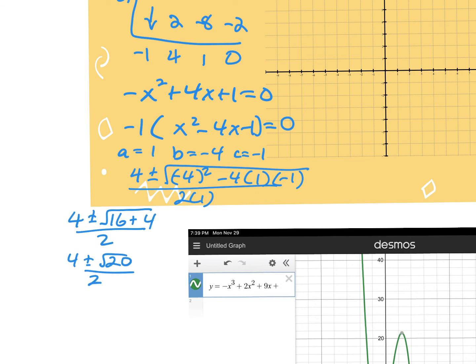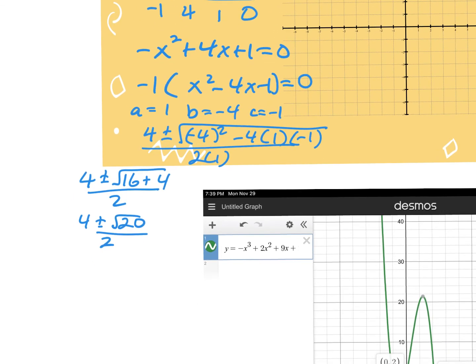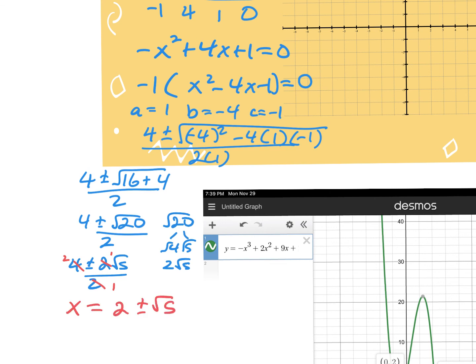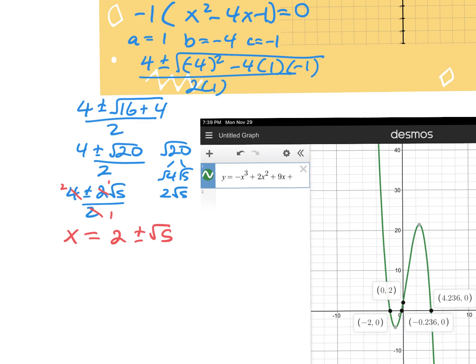I need to simplify the radical before I try to simplify the fraction. Square root of 20, I can break into 4 times 5, becomes 2 radical 5. So 4 plus or minus 2 radical 5 over 2. I now can simplify all of these, and my simplified answer is 2 plus or minus the square root of 5. So my x-intercepts are going to occur at x equals -2, x equals 2 minus radical 5, and x equals 2 plus square root 5.